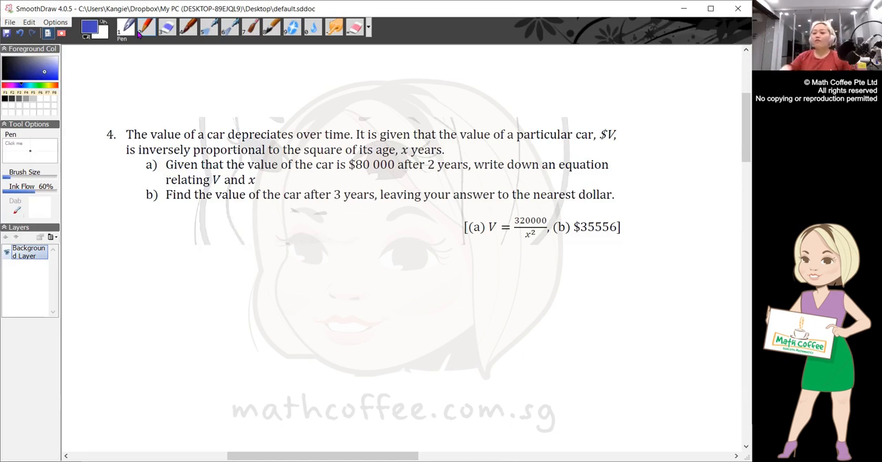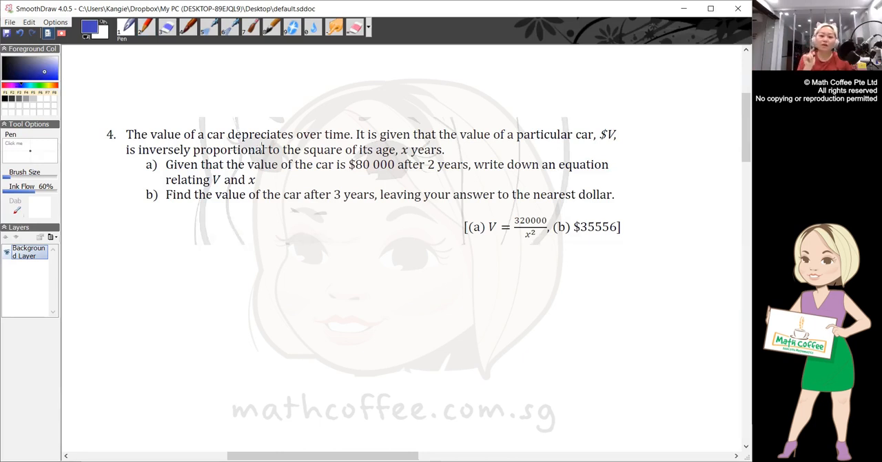Like for human beings, the older we get, we get more wiser, right? It means that our value appreciates, it's increasing. But for the car, the value decreases as time goes by, so that's called depreciation. Okay, so they say the value of the car depreciates over time.